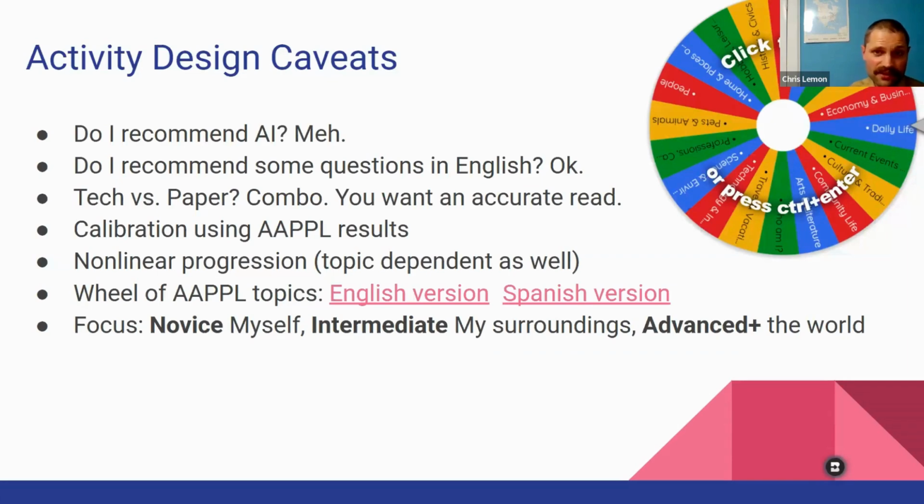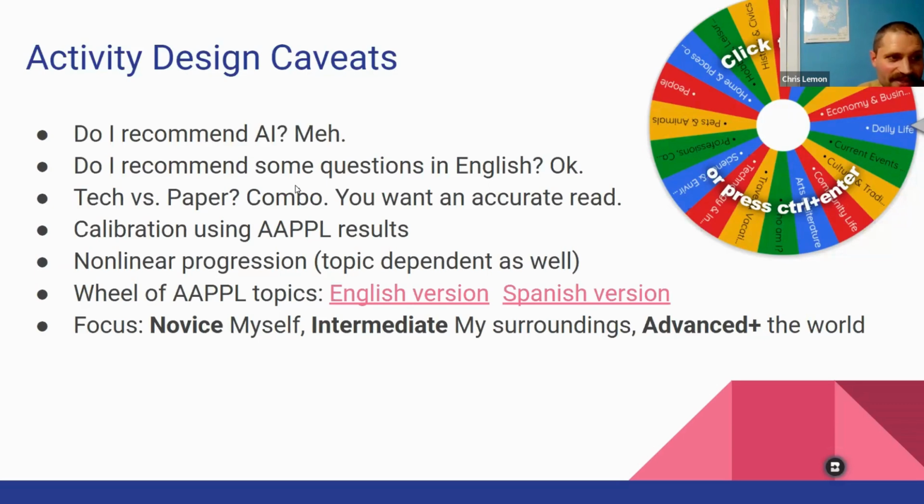The reason they're in English, my understanding anyway, is that it ensures that the kids aren't just regurgitating but that they do truly understand what they're talking about. So you might include some questions in English. I usually keep my questions in the target language. Between technology and paper, I would recommend some sort of a combination. You do want an accurate read.